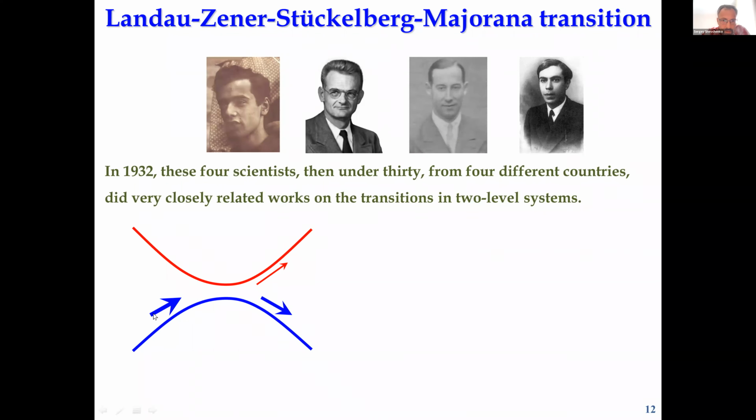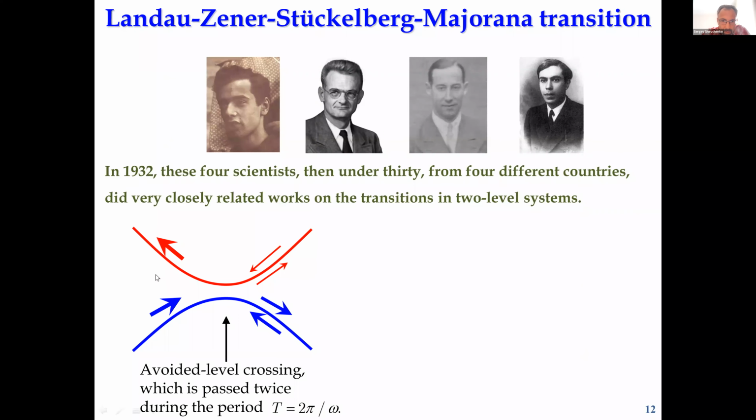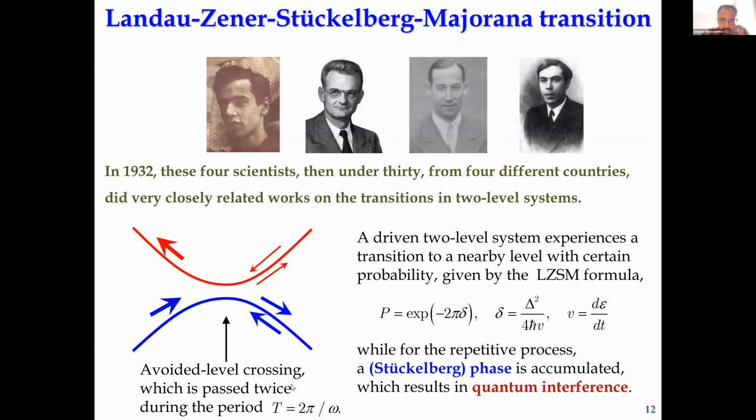The problem can, in its simplest form, be formulated: let us start in the ground state to the left, and being driven, what would be the excitation probability after passing this avoided level crossing? This can be done repeatedly with the frequency omega and the period T. And then the transition probability after a single transition is described by a very simple formula.